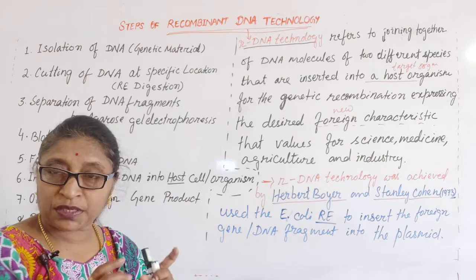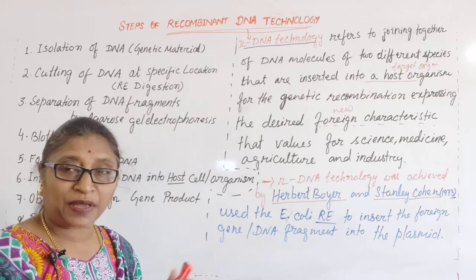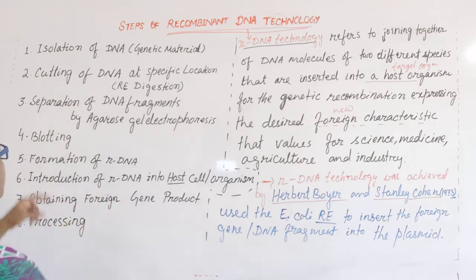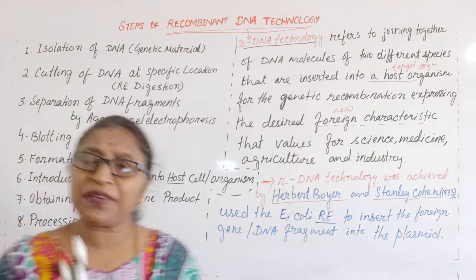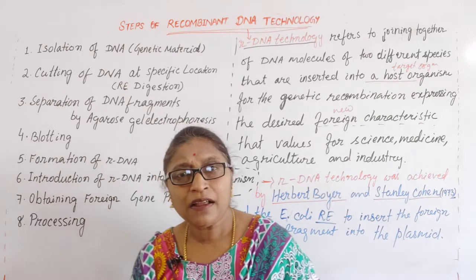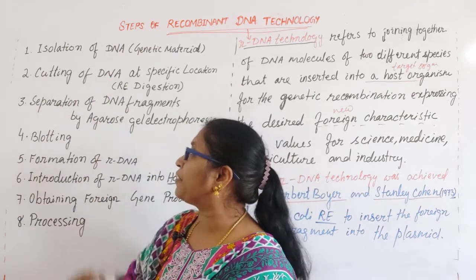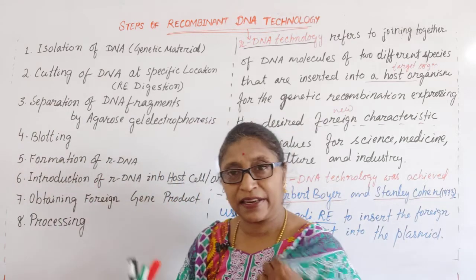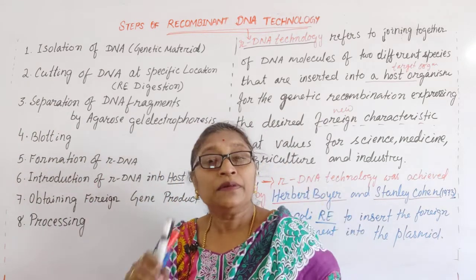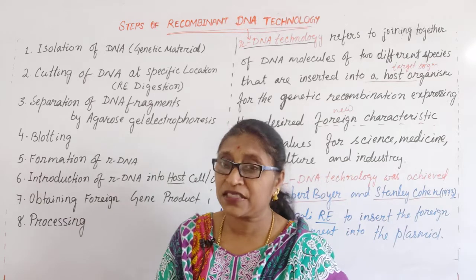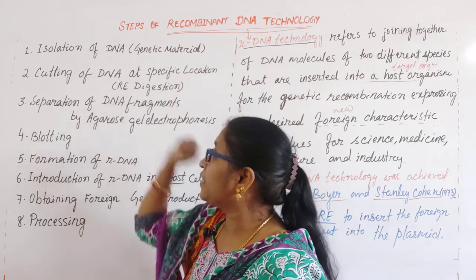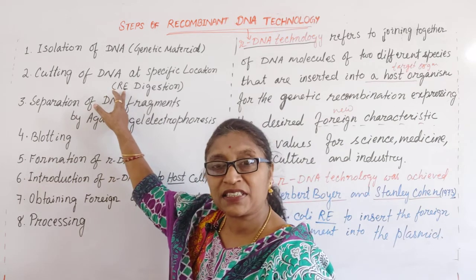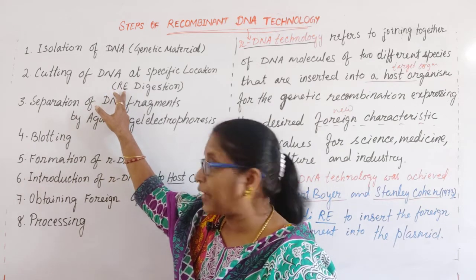What are the steps of the recombinant DNA technology, the process by which the rDNA can be developed, synthesized, manufactured? These steps are followed. First, the isolation of DNA present within the cell. Then the cleaving or cutting of the DNA at the specific recognition site by using the restriction endonuclease, which is why it is also known as RE digestion, restriction endonuclease digestion.